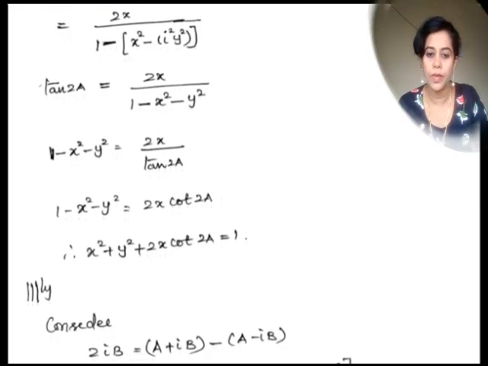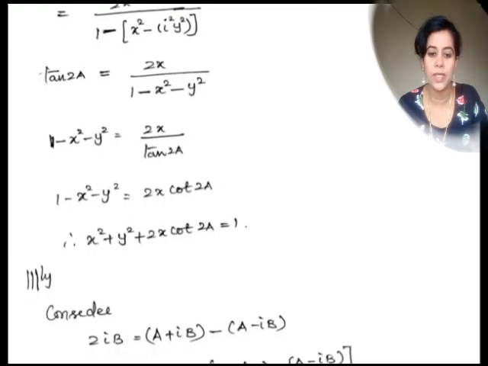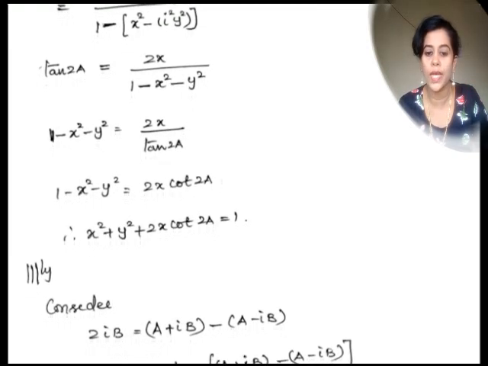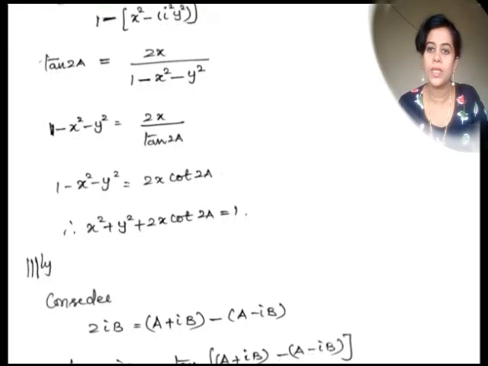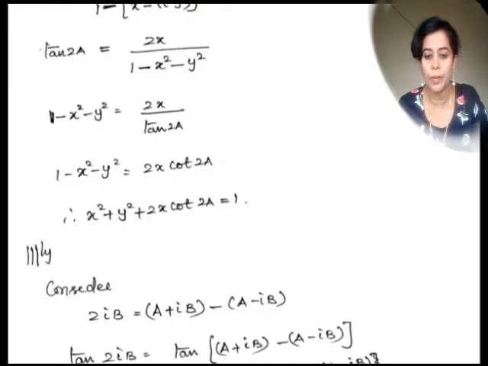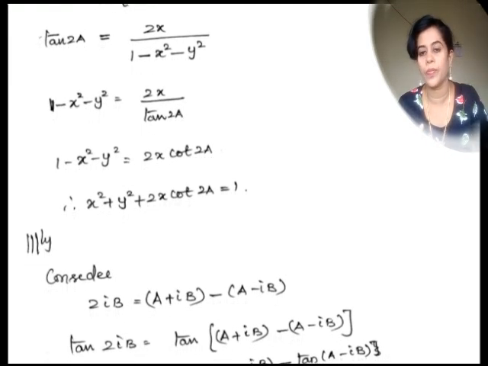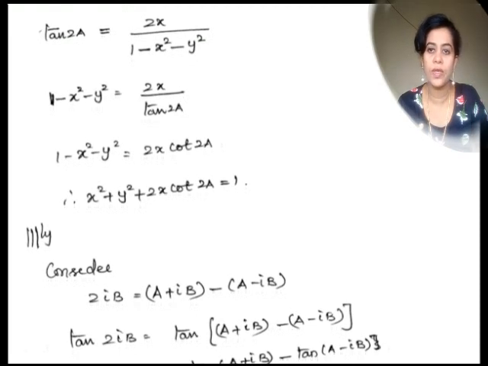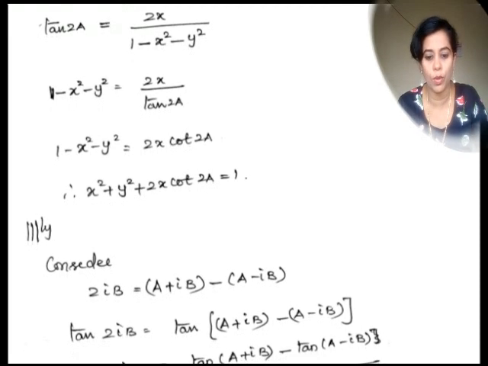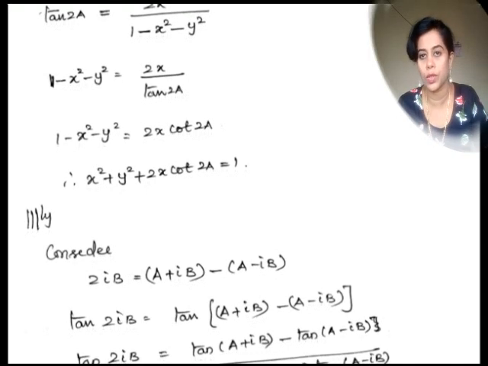So reciprocating, we are getting 1 minus x squared minus y squared equal to 2x by tan 2a. What is the reciprocal of tan 2a, which is cot 2a. So therefore we can write 1 minus x squared minus y squared equal to 2x cot 2a. So this is the first subdivision result of this problem, which is x squared plus y squared plus 2x cot 2a equal to 1.